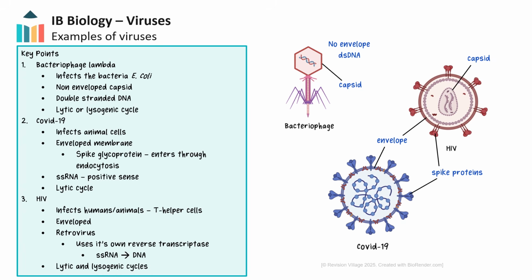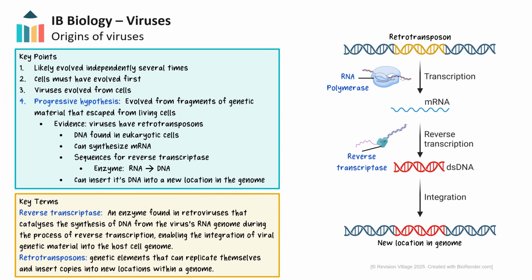HIV is a retrovirus and uses reverse transcriptase, an enzyme that will copy its single-stranded RNA into double-stranded DNA that it can then insert into the host cell DNA. HIV targets the helper T cells in the human immune system, which disables the system that functions to protect humans against viruses. The question of how viruses originated does not have a single answer.